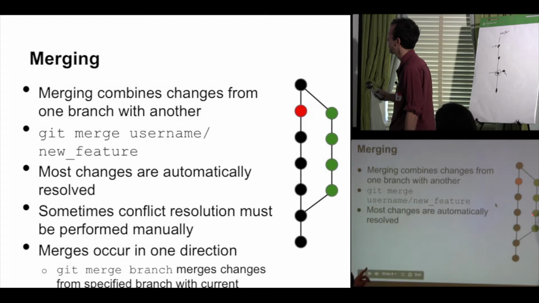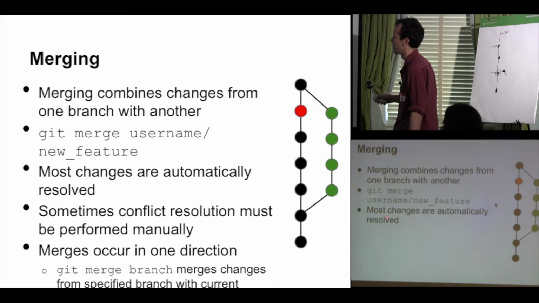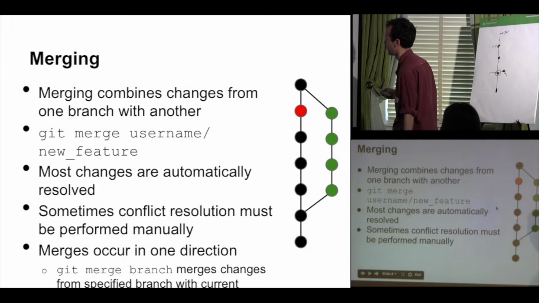Wait, isn't that a master branch? The black is master, green is the other things, and most of the things that have happened it's able to automatically resolve. It's actually really good at this. Sometimes you have to perform conflict resolution manually.